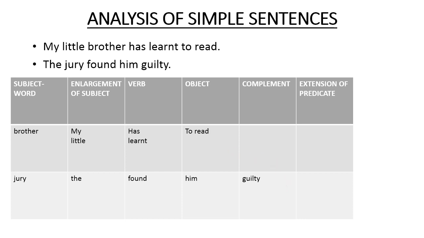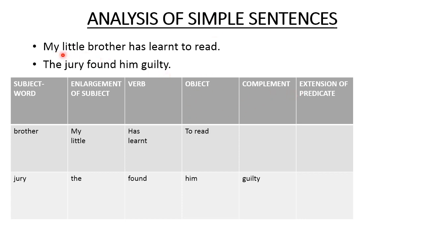Analysis of simple sentences. We had done analysis of simple sentences part 1 and this is part 2. And in part 2, we have object and the complement to understand. In sentence analysis 1, we had done about the enlargement of the subject and extension of the predicate. So here we have covered the two topics, that is object and the complement.